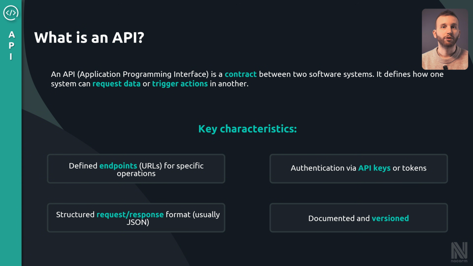Second, structure requests and response format. APIs typically use JSON, which is a lightweight way to represent data as key value pairs. Third, authentication via API keys or tokens. You need credentials to prove you're allowed to access the system. And fourth, APIs are documented and versioned. There is a specification that tells you exactly what you can do and how to do it.